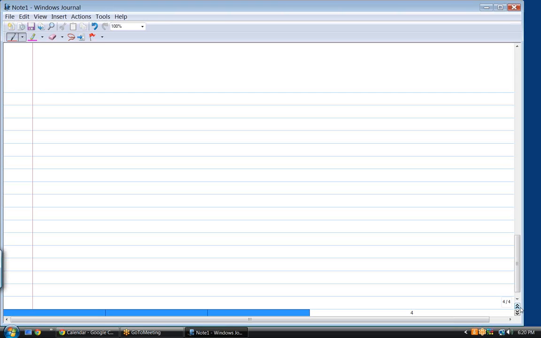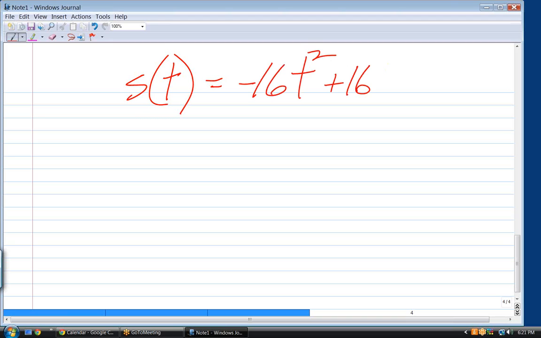If we have a diver who jumps off of a diving board that is 32 feet above the water, the position of the diver, and when you're talking position functions, we frequently use s of t, because it's going to be a function of time. This is the position function at any point in time. You can tell where the diver is. Notice that at time equals 0, the diver is 32 feet above the water.